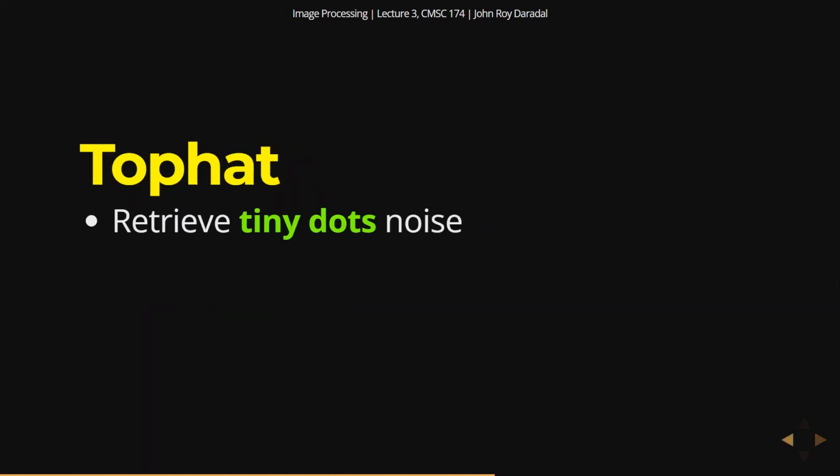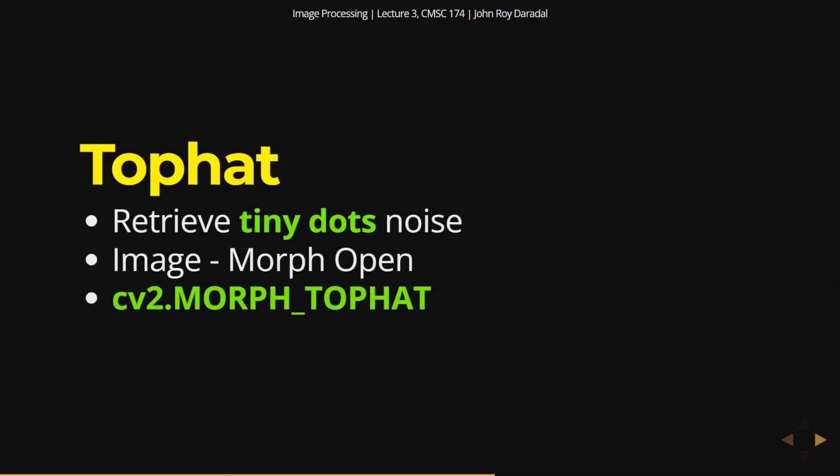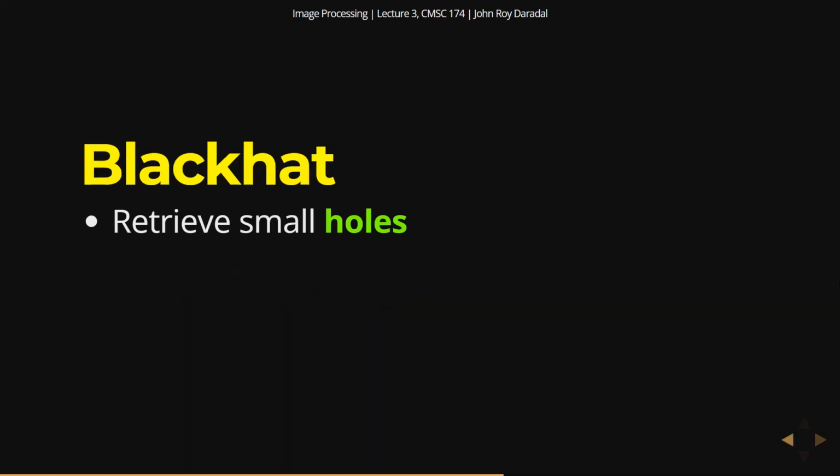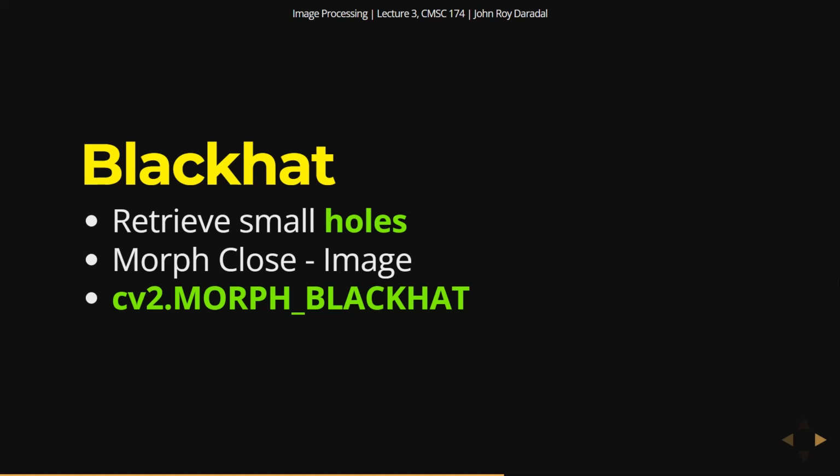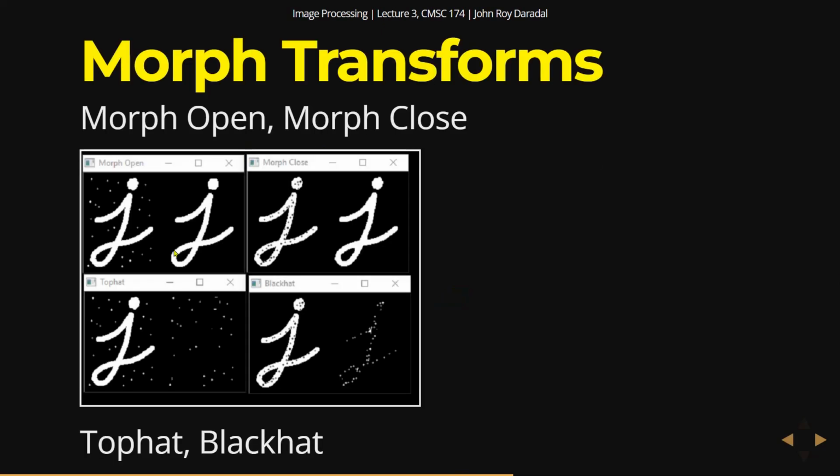But for top hat, we want to retrieve the tiny dots noise that was removed by morph open. So it's basically the image minus the morph open to retrieve the tiny dots noise. And we use the flag morph top hat. And then for black hat, we retrieve the small holes that we covered up in morph close. So it's the morph close minus the image. Okay, so we use the morph black hat flag for this one. So these are the four things.